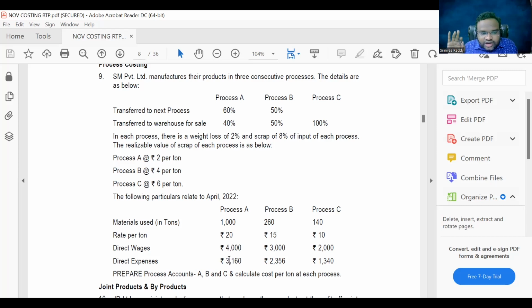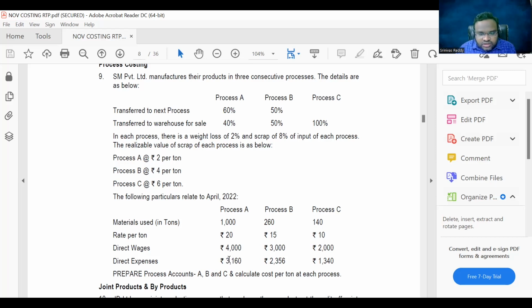Now, how much have we transferred to process B? 60%. How much have we transferred to the warehouse? 40%. Now tell me, what is the total cost? Debit side 27,160. Credit side how much amount? 160. So 27,000 is the net cost for how many units? Out of 1,000 tons introduced, 20 went for normal loss, 80 for scrap. Ultimately, how many units are left? 900 units left. So 27,000 divided by 900, 30 rupees for each unit.